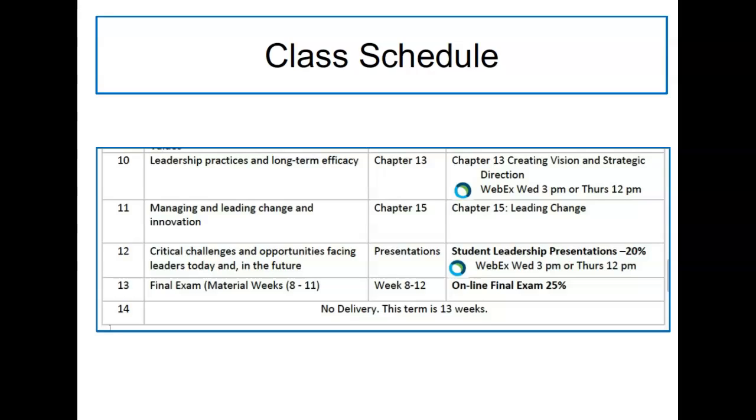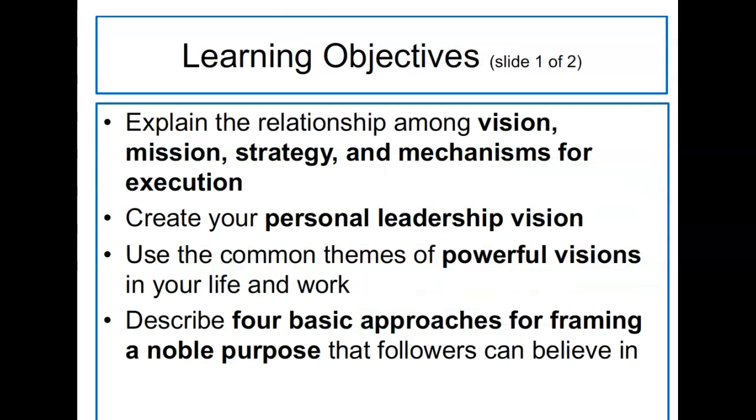And then week 13, we will have the final exam, and that will be material from week 8 to week 12. I'll go through a bit more detail as we get closer to the final there.